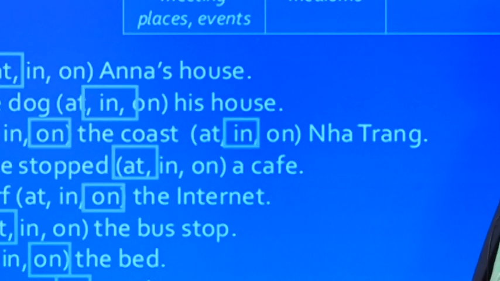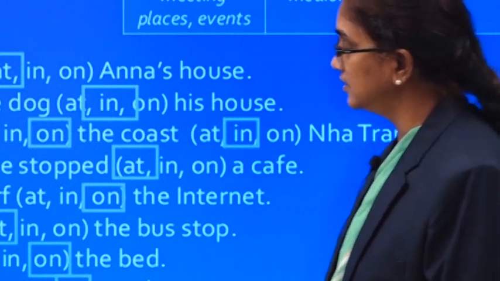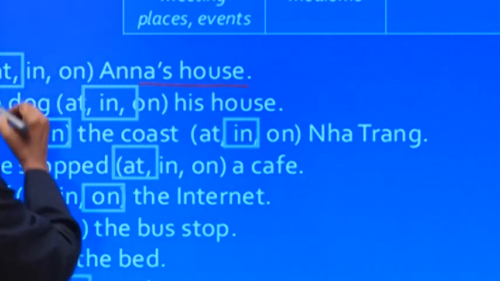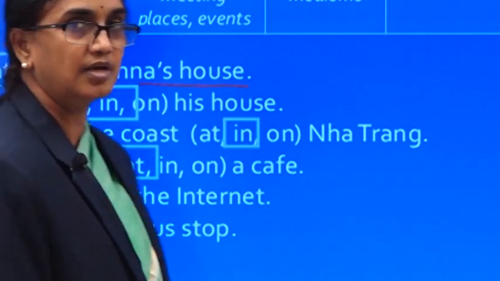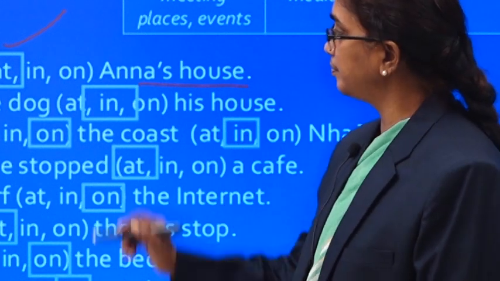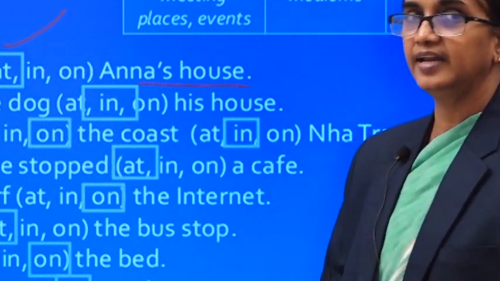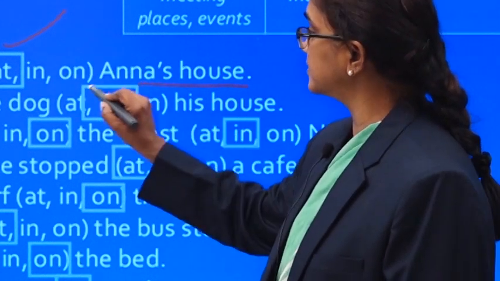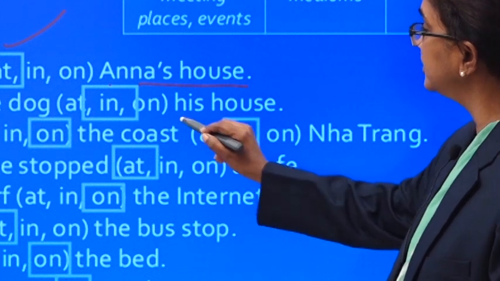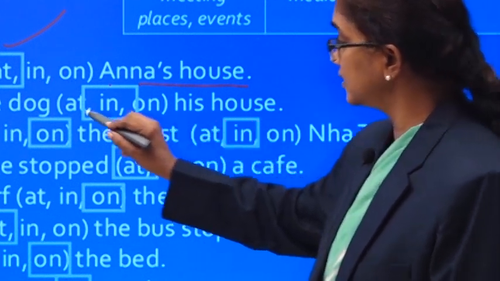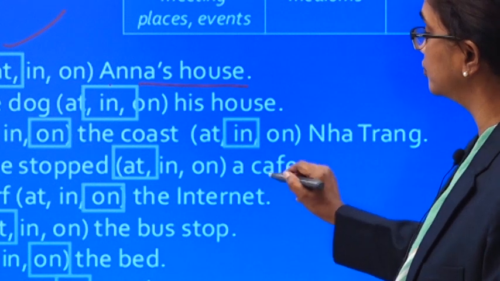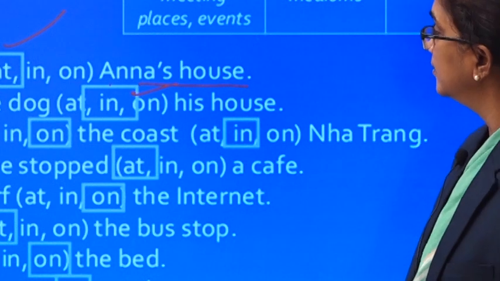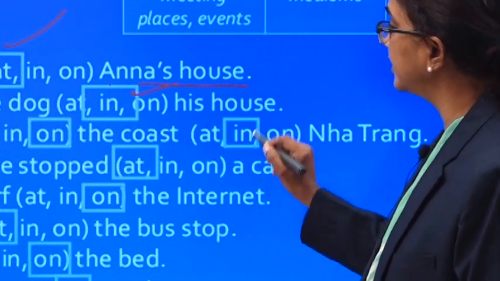Now, look at prepositions of location. Let us practice them. The party is dash Anna's house. So, the party is at Anna's house. We discussed prepositions of location: at Anna's house. I will meet you at the Hilton Hotel. So, specific place, at. He has a large dog dash his house. He has a large dog in his house, not at his house or on his house.